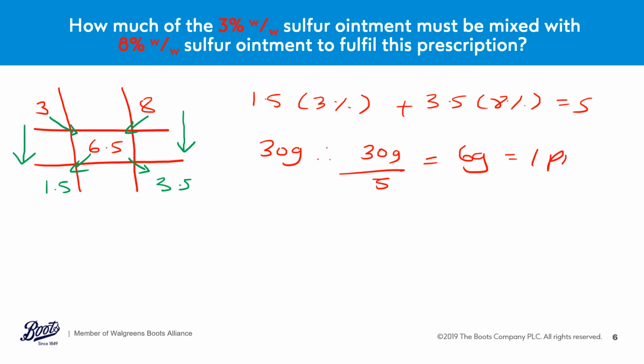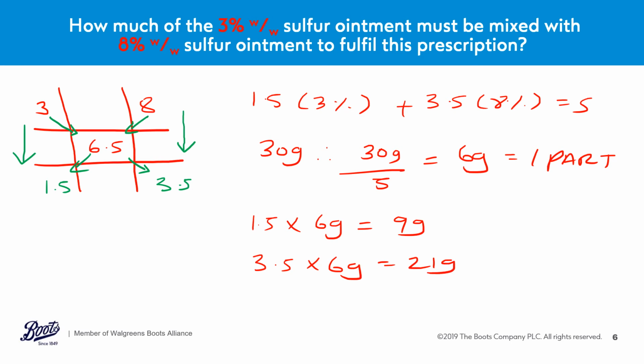This represents 1 part. So now that we know what 1 part is worth, we can work out what 1.5 parts is worth and what 3.5 parts are worth. 1.5 parts times 6 is 9 grams, and 3.5 parts times 6 grams is 21 grams. So we need 9 grams of the 3% ointment mixed with 21 grams of the 8% ointment to make 30 grams of a 6.5% ointment. And referring back to the question, it's asked us how much of the 3%, which is 9 grams, and how much of the 8%, which is 21 grams, have been mixed with the ointment to fulfill this prescription.